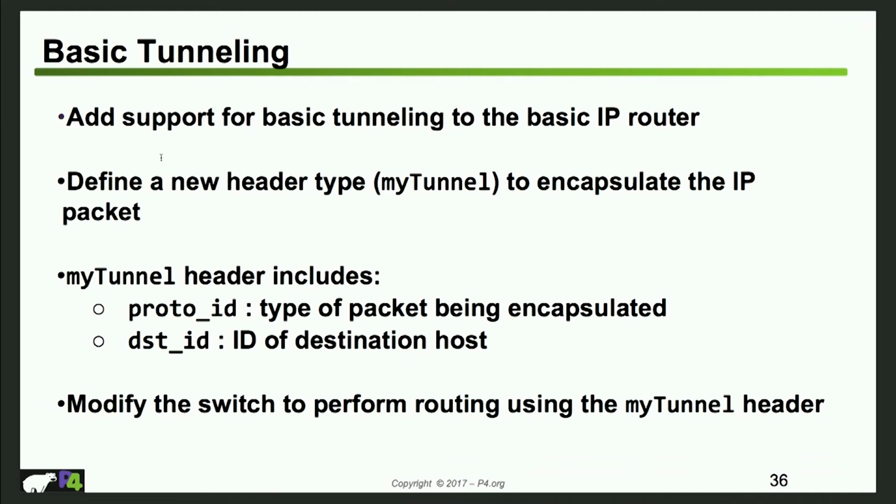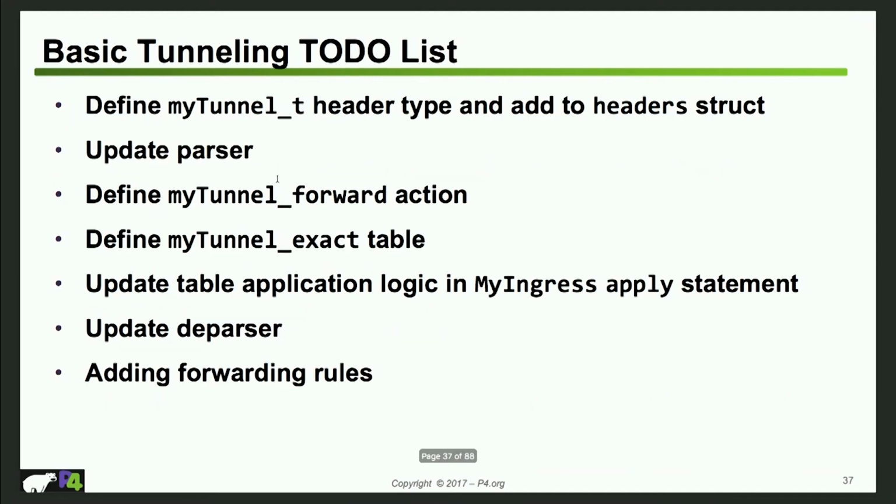So if a tunneled packet, that is a packet with this mytunnel header, comes into the switch, then we want the switch to forward based on the destination ID field specified in the mytunnel header, and not the IPv4 destination address. So the list of to-dos for this assignment, well, the first and last on this list have already been implemented for you in the starter code.